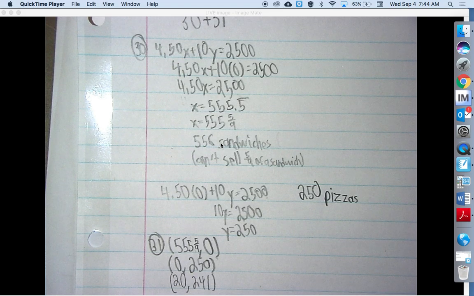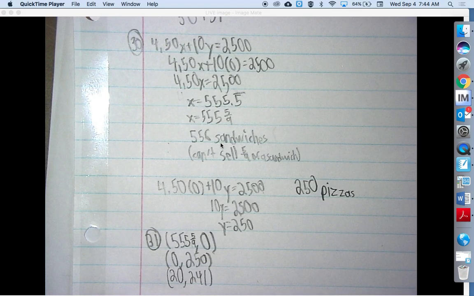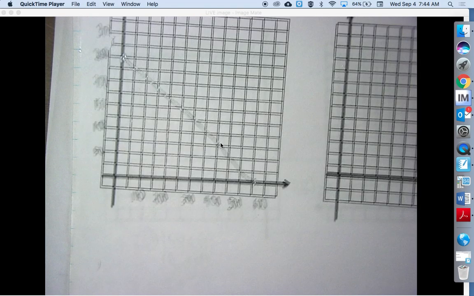So for the 3 combinations, you could have 555 and 5/9, 0, or if you sold all sandwiches, 0, 250 if you sold all pizzas, and if you sold 20 sandwiches and 241 pizzas. Here's the graph for 30.